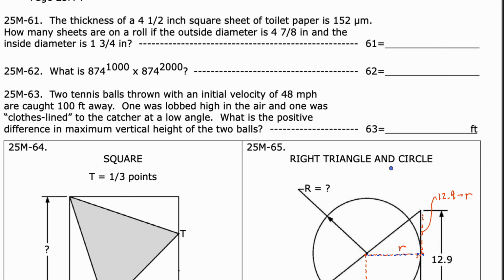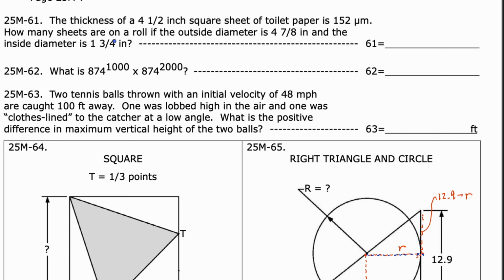The thickness of a 4.5-inch square sheet of toilet paper is 152 micrometers. Now, the important thing here to remember is that micro means 10 to the negative 6. So instinctively, when I'm working with these types of numbers, I just change that prefix to the times 10 to the equivalent. They want us to find out how many sheets are on a roll if the outside diameter is 4 7/8 of an inch and the inside diameter is 1 3/4 of an inch.